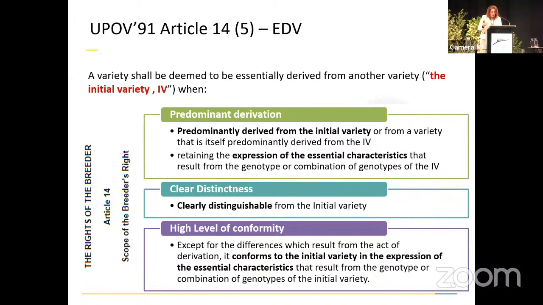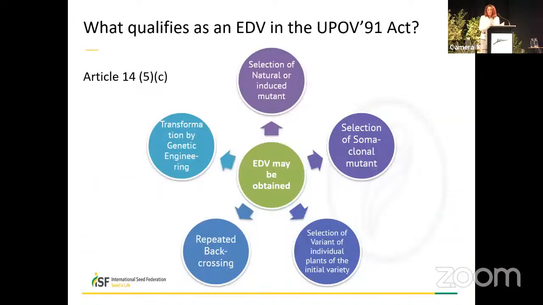And then the second pillar is where, as I said earlier, it is to be distinguishable from the initial variety. The third level is a high level of conformity, which, except for the differences of the derivation, should conform to the initial variety, the expression of its essential characteristics. That, of course, results from the genotype of the initial variety or the combination per se. And again, this was already mentioned by Andy, just in a different way.